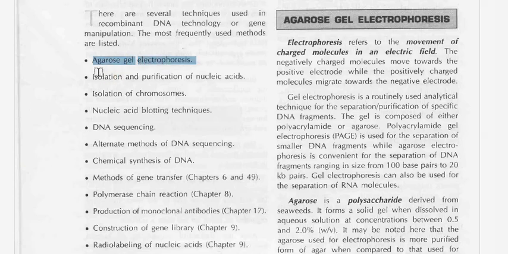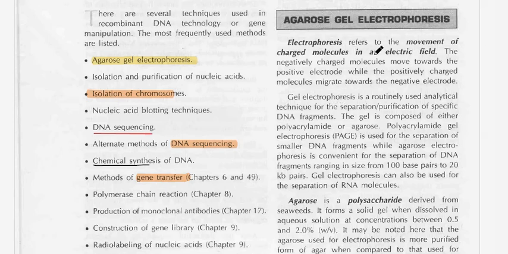Agarose gel electrophoresis, then isolation and purification of nucleic acid, how they are isolated, then isolation of chromosomes, nucleic acid blotting techniques, DNA sequencing, alternate methods of DNA sequencing, chemical synthesis of DNA, methods of gene transfer, polymerase chain reaction, production of monoclonal antibodies, construction of gene library, and radio labeling of nucleic acid. These are very, very important for the lab experiments. So let's start with agarose gel electrophoresis.